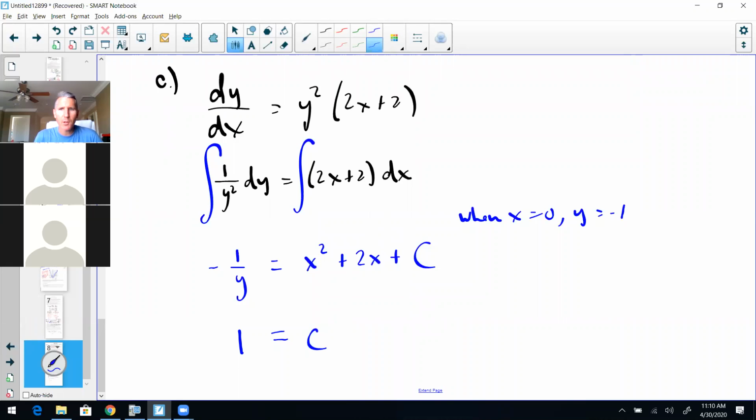You guys all see that? Because I plug in -1 for y. -1 over -1 is 1. Equals 0 squared plus 2 times 0, so that's 0, plus c. So c equals 1. Okay, cool.